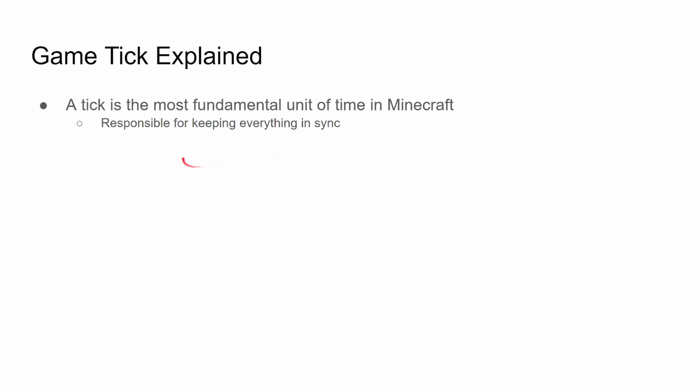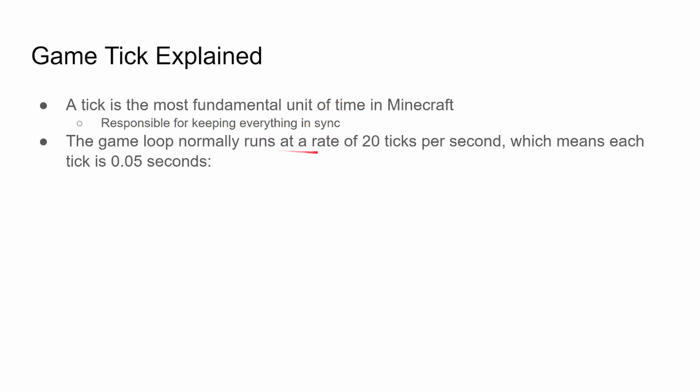All right, let's look at that game tick, which is discussed in that previous section. So a tick is the most fundamental unit of time in Minecraft. It is responsible for keeping time, basically. It keeps everything in sync, and it usually runs at 20 ticks per second, which means each tick is 0.05 seconds. So we can see that being instantiated here is such that 20 ticks per second as a float value in this timer module here.